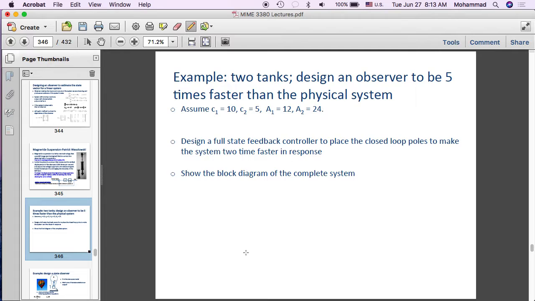We have a specific goal, and specific numbers. So we have C1, C2, A1, and A2. So we are going to work with these numerical values. And we want the observer to be 5 times faster than the physical system. And I mentioned the logic. Let me repeat. Why do we want the estimator to be faster? Generally, we want the estimator, the logic that is predicting the state vector, to be faster. So our prediction is more reliable this way, because we don't run the risk of our prediction being delayed, falling behind the actual physical system, so we have more faith in the estimation. That's why we generally want the estimator to be faster than the actual system.